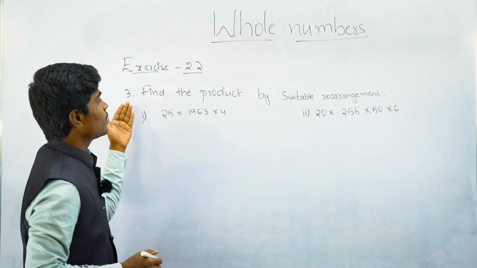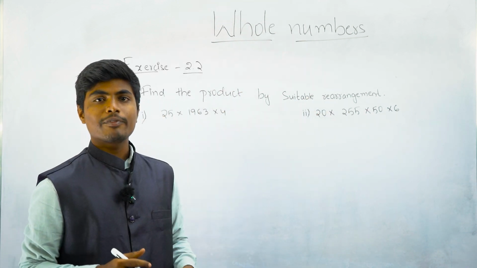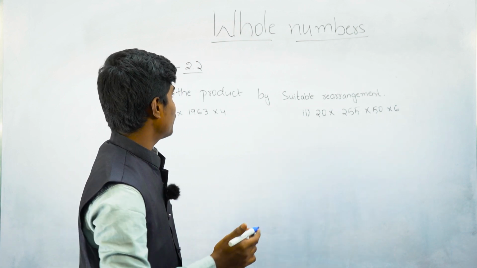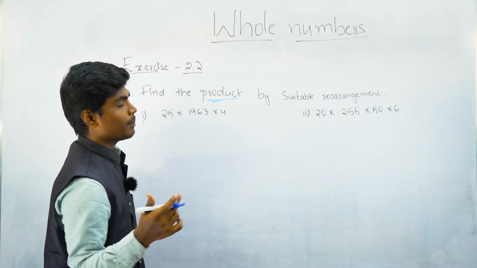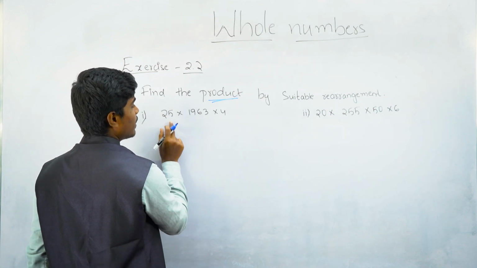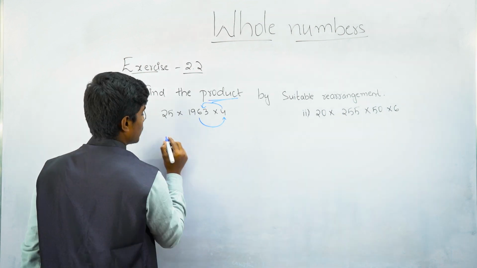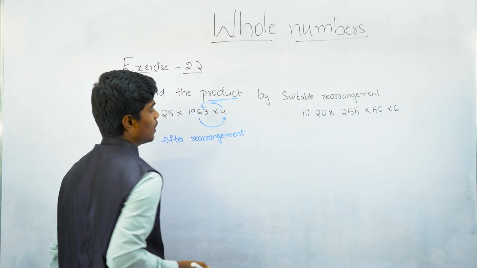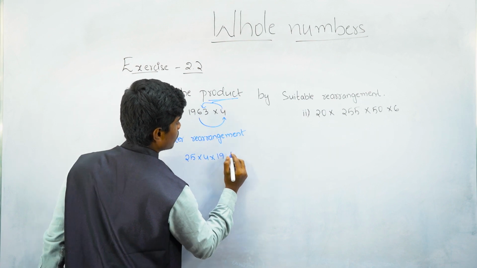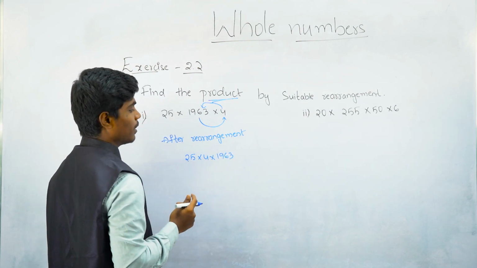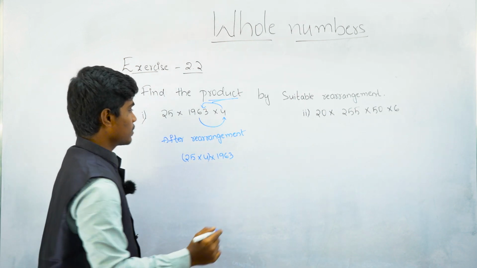In the third problem, find the product by suitable rearrangement. In the previous problem, we found the sum. In this, we have to find the product of the numbers by rearranging the numbers. See, here he gave three numbers. We will rearrange two numbers by swapping. After rearrangement, 25 into 4 into 1963. First, let's perform the multiplication of the first two numbers.